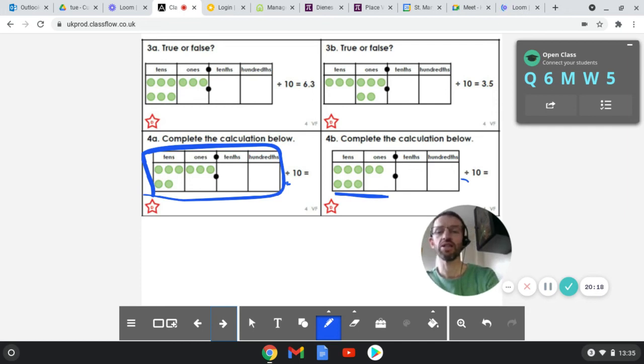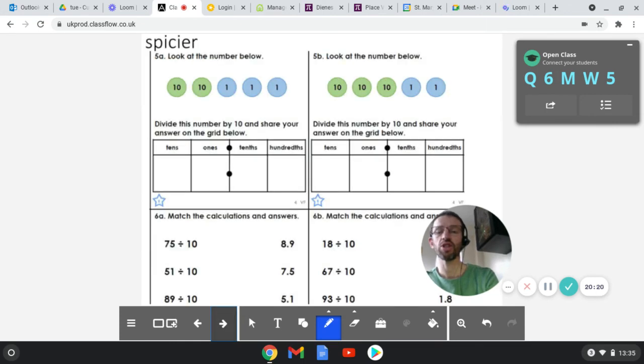You can then move on to the spicier work. Look at the number below and divide this number by 10 and share your answer in the grid below. So this number, you've got to think out, what is this number? 2 10s and 3 1s. That's it. It's going to be 23. And it says divide it by 10. So we're doing the same thing each time. We're taking this number, whatever you think it is, and dividing it by 10.